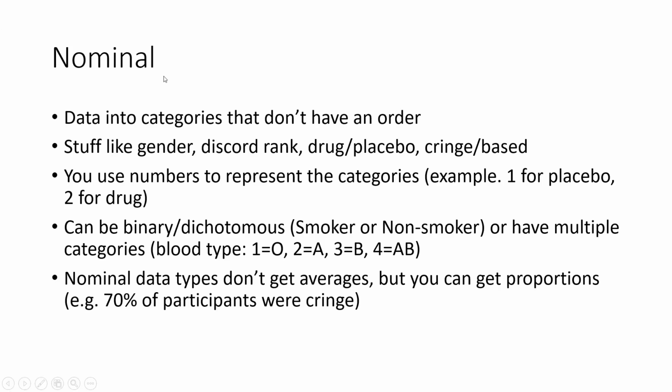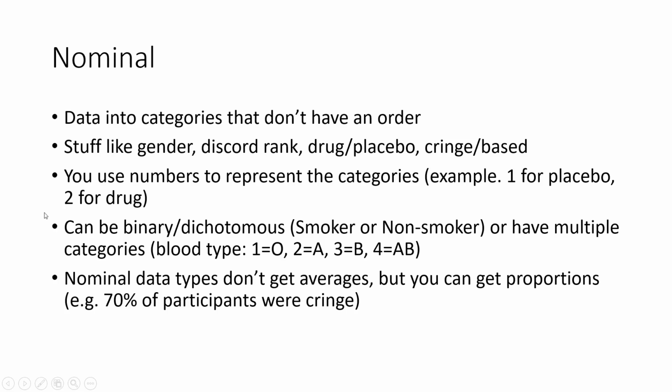So this is nominal data type. Now, because I'm a nerd, I can immediately tell you that nominal uses the Latin root nom, which is name. And this is because this uses named categories. And these named categories aren't really ordered in terms of magnitude. This is where you get stuff like gender, discord rank, drug versus placebo, and so on. Now you can use numbers to represent these categories. For example, you can have 1 for placebo, 2 for drug, right?